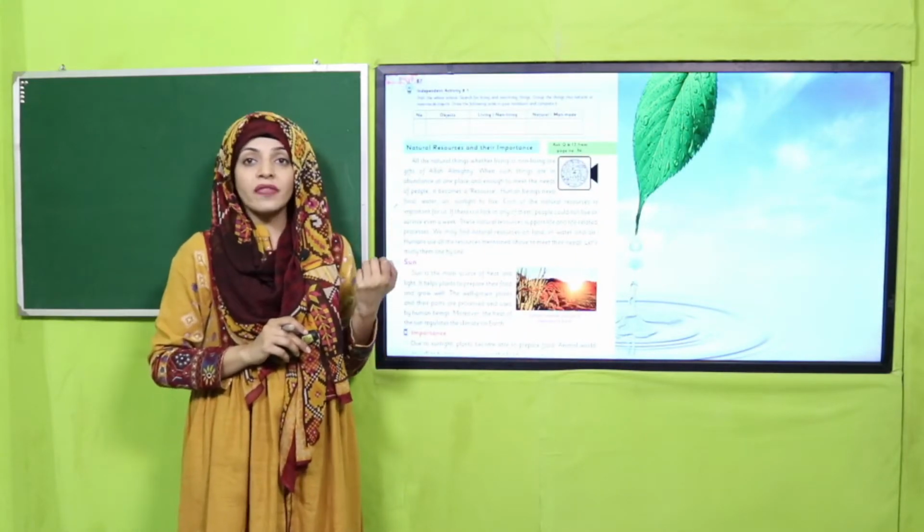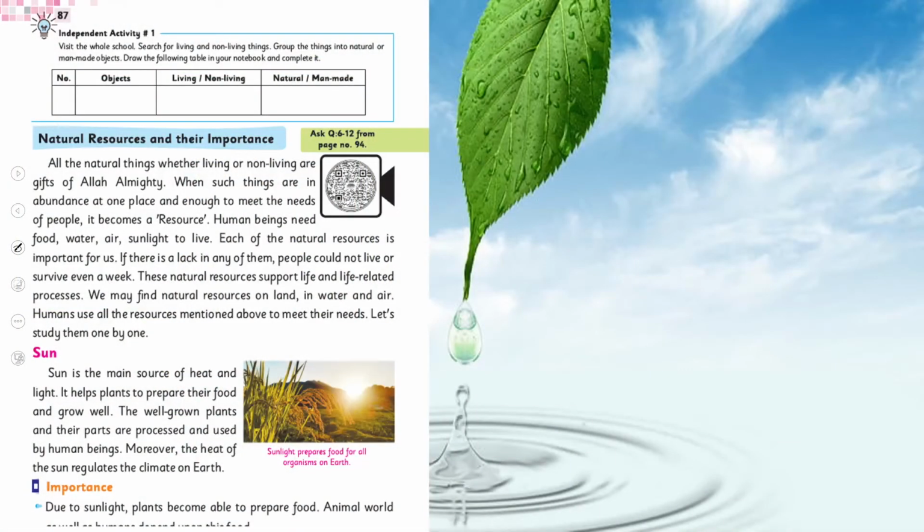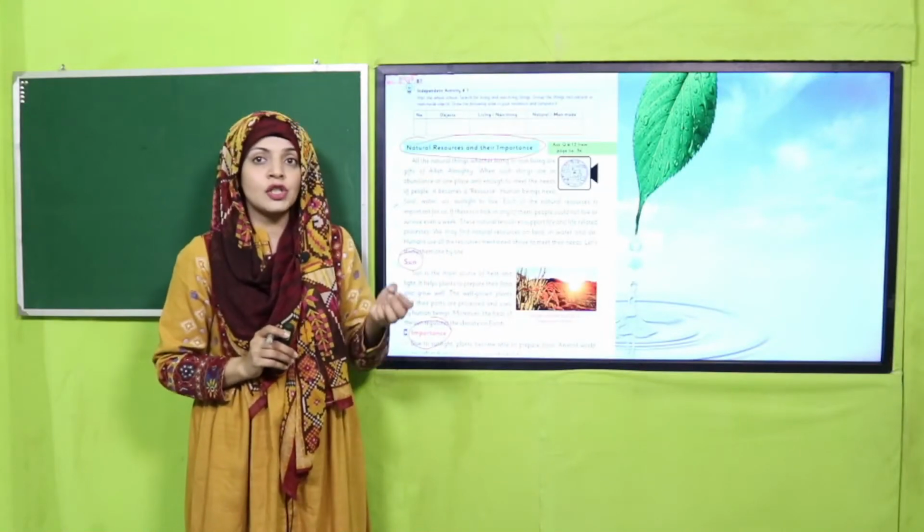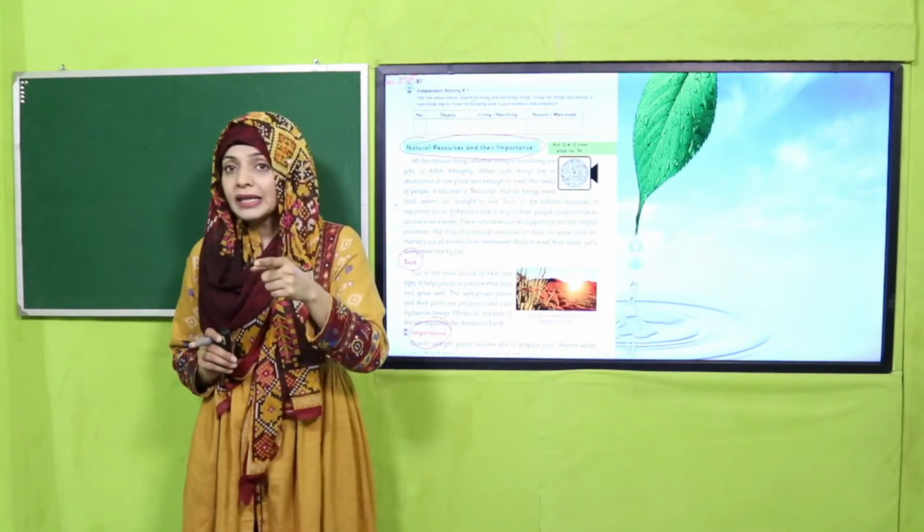So on this page, we studied all about the natural resources and their importance. We studied about the sun as a natural resource and we studied about its importance. हमने पढ़ा कि sun जो है, it is the main source of energy. ये आपको heat दे रहा है, ये आपको light दे रहा है.